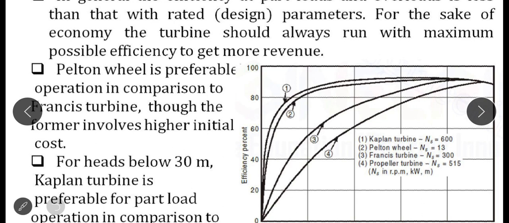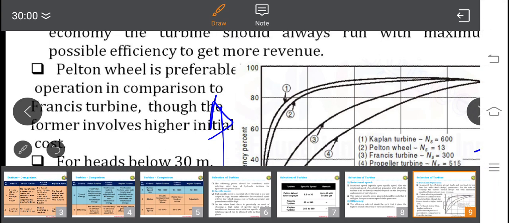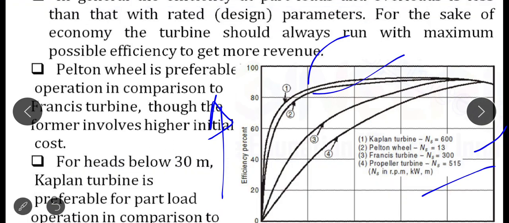Now it cannot move. So anyway, the x-axis data is invisible, that is percentage of load, and the y-axis is percentage efficiency. These are the different curves. Kaplan turbine, NS is 600 specific speed, Pelton wheel 13 specific speed, Francis 300, and propeller turbine NS 515. One is Kaplan turbine topmost, second one is impulse turbine Pelton wheel, third one reaction turbine Francis, this is propeller turbine.